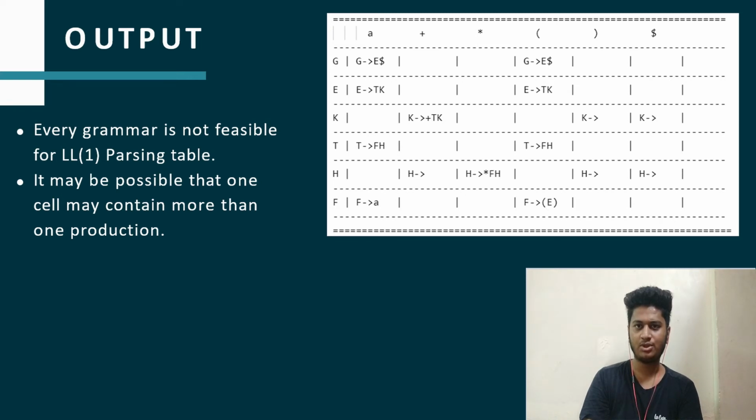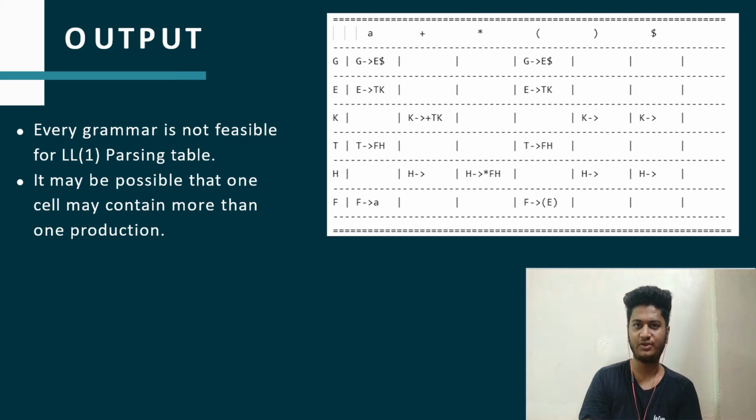Look at the grammar. G derives E dollar, and from the first and follow table, look at the first of E, that is A and opening bracket. So under this we will write G derives E dollar. Now look at the grammar that K derives plus TK, and from the first and follow table look for the first of K, that is plus. So under this we will write K derives plus TK, and also K derives epsilon.